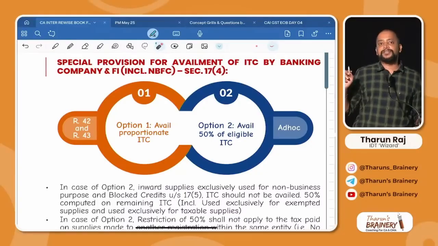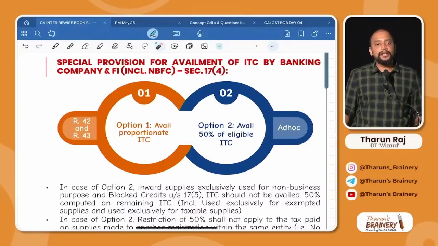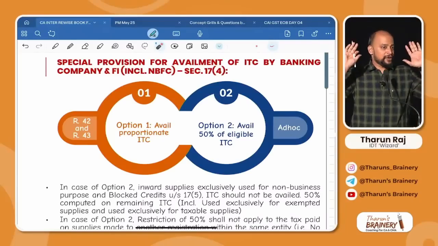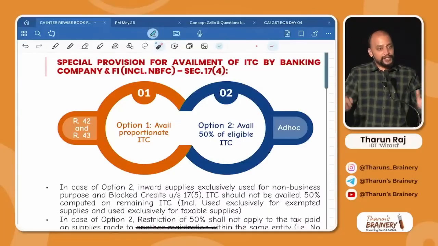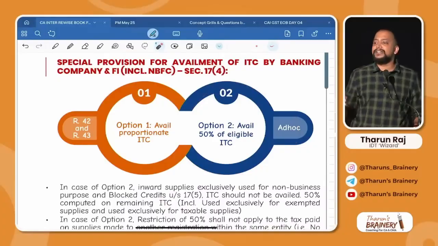So 50% of the eligible ITC option. What does that 50% of eligible ITC option mean? That is, a flat 50% is treated as exempted turnover and a flat 50% will be treated as taxable turnover. No need to do any computation, 50% you enjoy the ITC. That is the idea behind this ad hoc option. Is it clear or not?